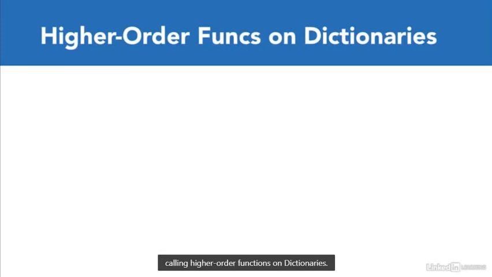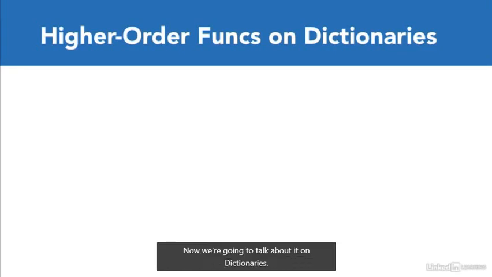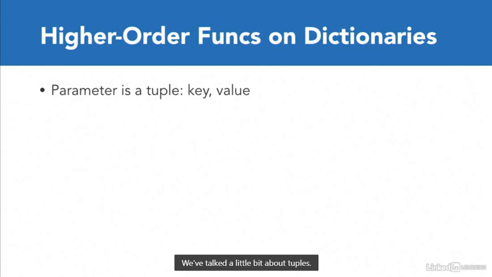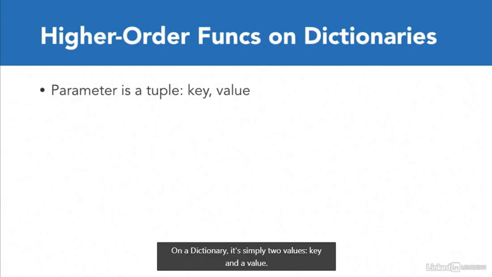So now we're going to talk about calling higher order functions on dictionaries. So we talked about it on arrays, we talked about it on sets. Now we're going to talk about it on dictionaries. So the parameter that's passed into your closures from a dictionary higher order function is a tuple. We've talked a little bit about tuples. On a dictionary, it's simply two values, a key and a value.